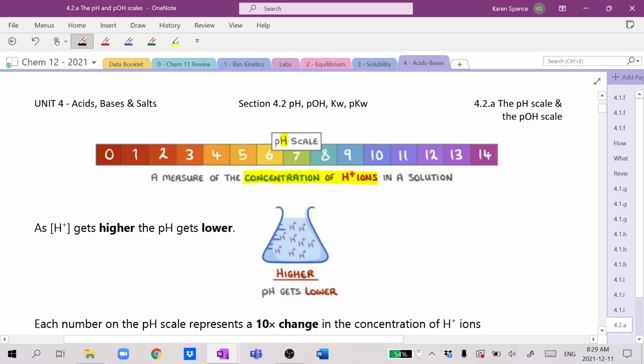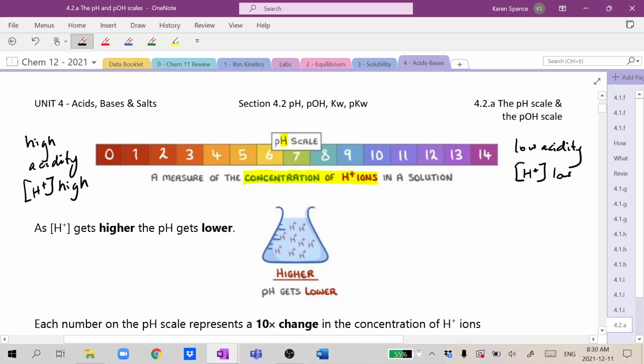A high pH means there is a low acidity, which means that our hydrogen ion concentration is low. A low pH means that we have a high acidity, and that means that our concentration of hydrogen ion is high. So you need to remember that although the pH scale is pretty simple, it can seem a little confusing because it kind of does the opposite of what hydrogen ion concentration does.